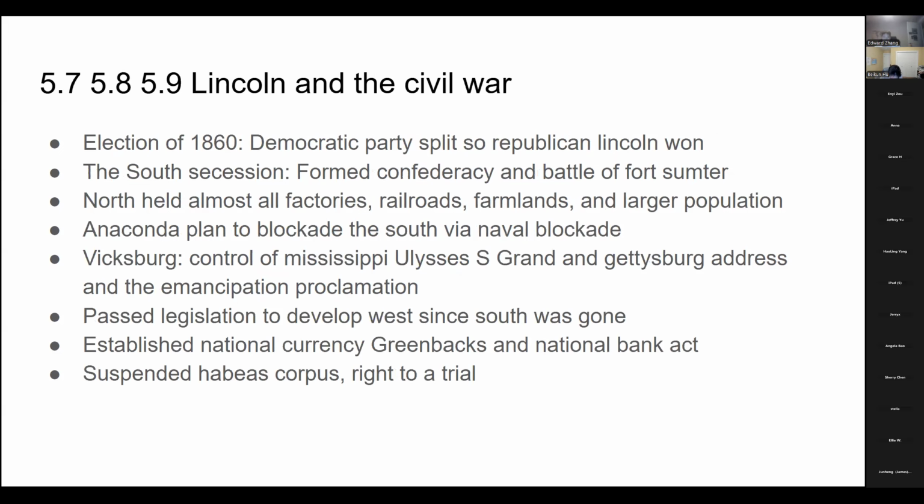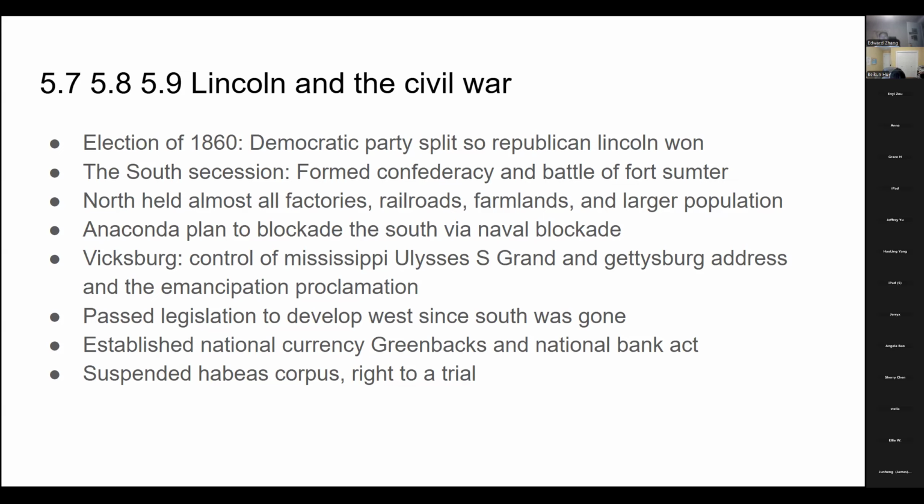All right, and then 7, 8, and 9 is all about Lincoln and the Civil War. So with the election of 1860, the Democratic Party split, and then the Republican Lincoln ultimately won the election. And that was too much of a divide, right? So the South ended up seceding from the Union. South Carolina came first, and then the whole South seceded, and they formed the Confederate States of America, the Confederacy, and their leader was Stephen Douglas, the guy who did the Kansas-Nebraska Act. And the Battle of Fort Sumter was the start of the war.